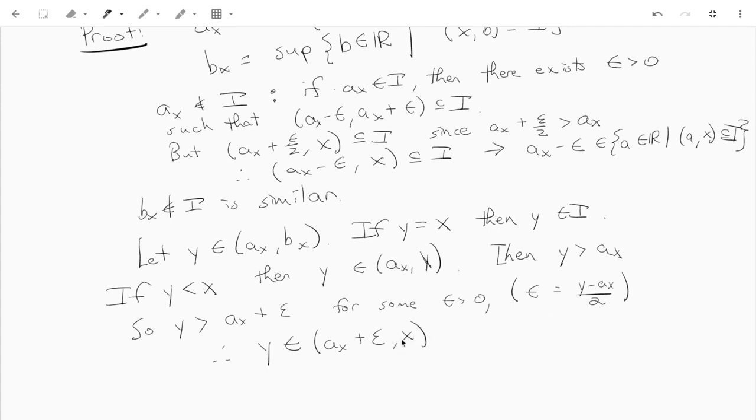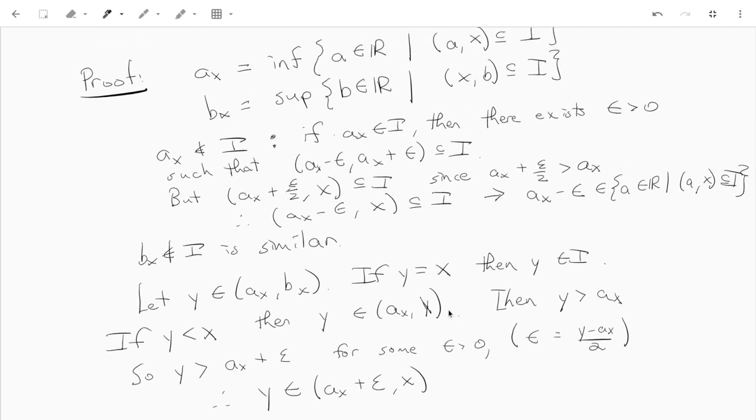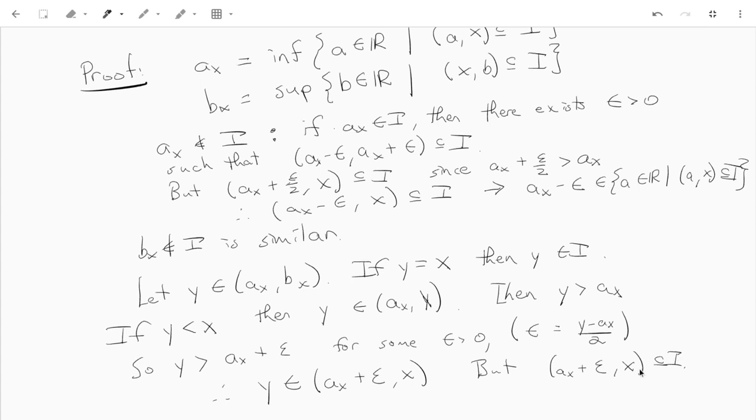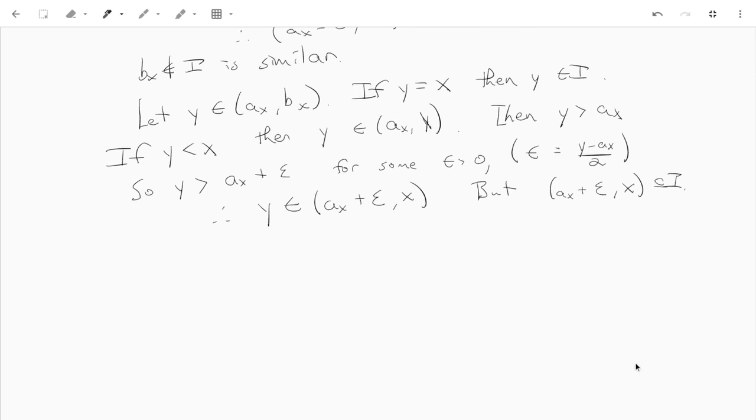Okay, so therefore y is in the interval from ax plus epsilon to x. Now this interval has to be contained in I. So y is an element of that, so y is in I. So now we've shown that anything from ax up to x is an element of I, and it is similar to show that anything from x up to bx is also in I.